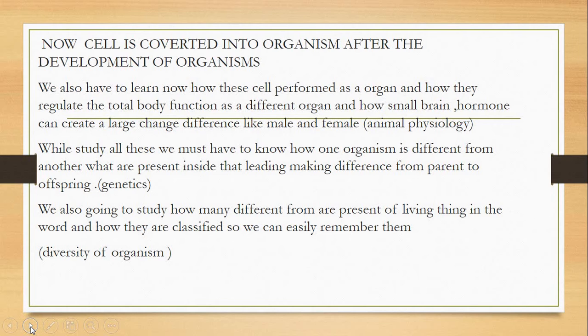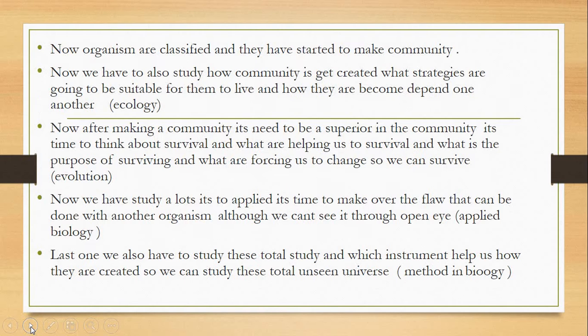After that, we have to have a basic idea of how organisms are classified and on which criteria they are classified. So we have to basically understand the diversity of organisms. After understanding this, we have to classify. Now we have classified those organisms and grouped them into the community as per the syllabus of CSIR.